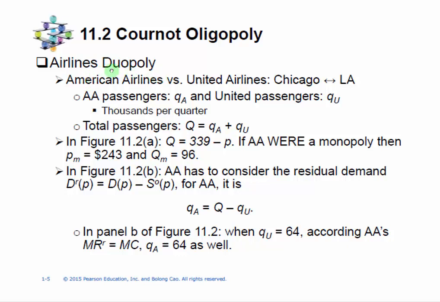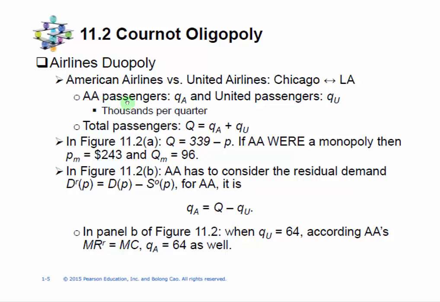We have two firms in the market. American Airlines and United Airlines are the only two firms in this market for the flights from Chicago to Los Angeles and back. These two airlines decide their quantity of output, or thousands of passengers per quarter, to fly independently and simultaneously.